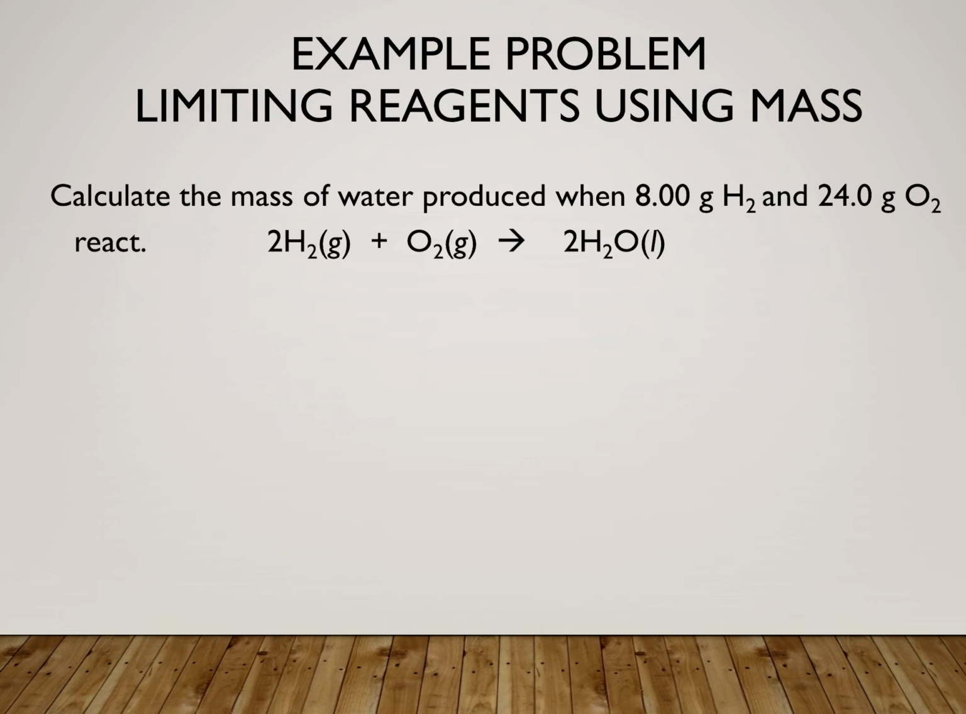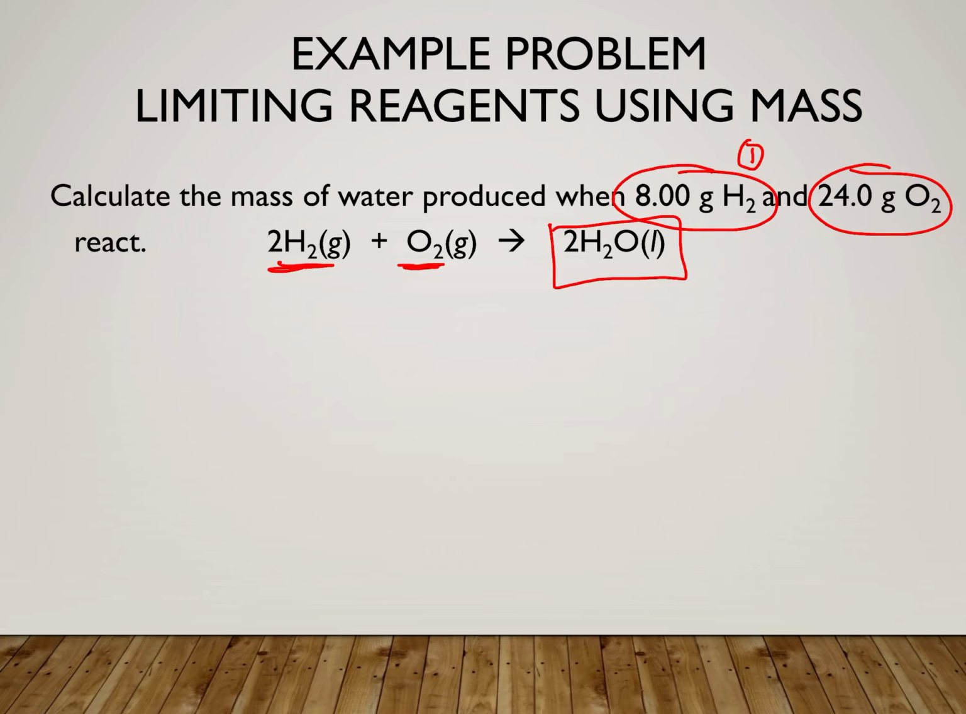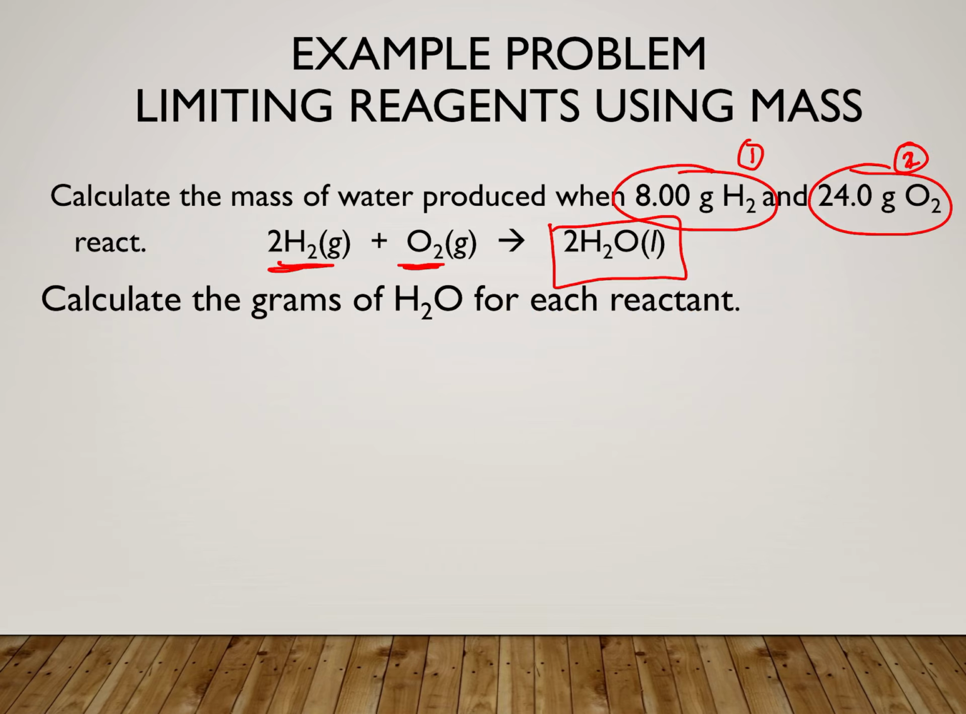Okay, let's do another one. So this says, calculate the mass of water produced when 8 grams of H2 and 24 grams of O2 react. So again, we have two different reactants, right? We have a mass of hydrogen and a mass of oxygen, and it's asking to calculate the mass of water. So whenever you have both reactants and you're being asked to calculate how much product you can make, that is a limiting reagent problem. So anytime we're doing that, we are going to do two different train tracks, one to deal with the hydrogen and one to deal with the oxygen.